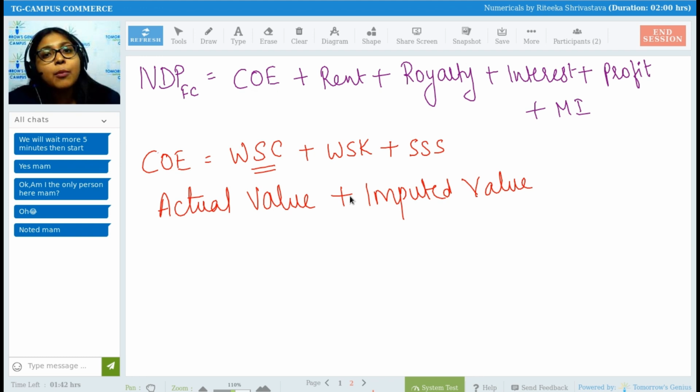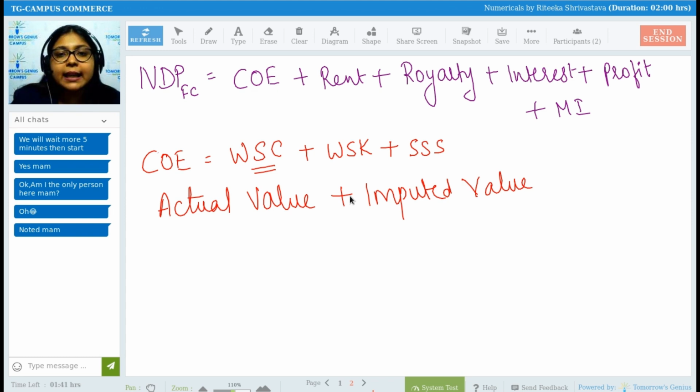Compensation of employees can be in the form of wages and salaries in cash. That means it can be in monetary terms. Wages and salaries in kind. That means it can be in kind. Kind means giving a free rented home for staying, giving a car for personal use or professional use. Social security scheme means giving pension, giving gratuity, giving provident fund. All of these things the employer gives to the employee. So compensation of employees is always given by the employer to the employees.